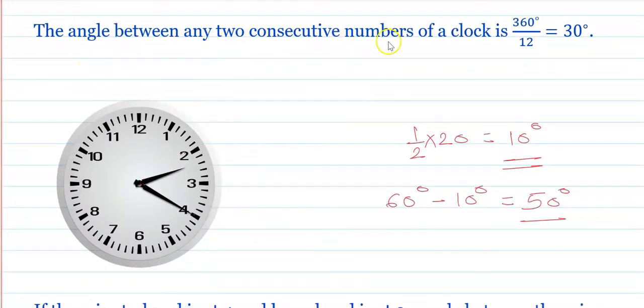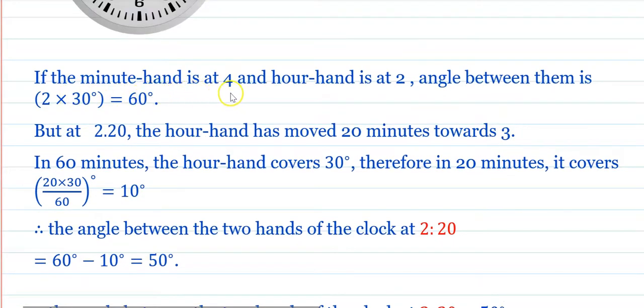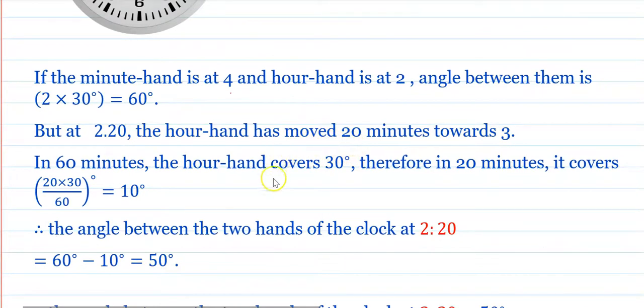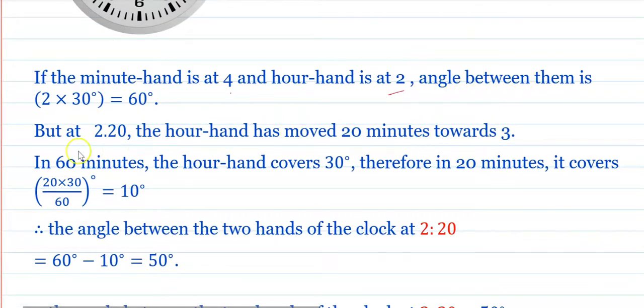angle between any two consecutive numbers of a clock is 360 upon 12, that is equals to 30 degree. If the minute hand is at 4 and hour hand is at 2, means it is here, angle between them is 2 into 30, that is equals to 60 degree.